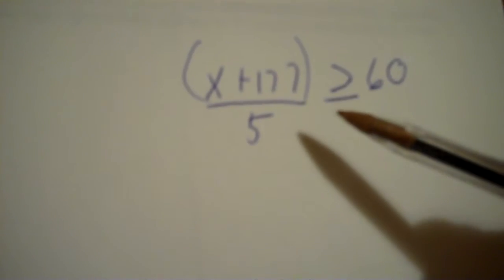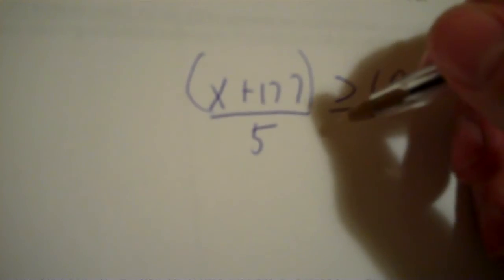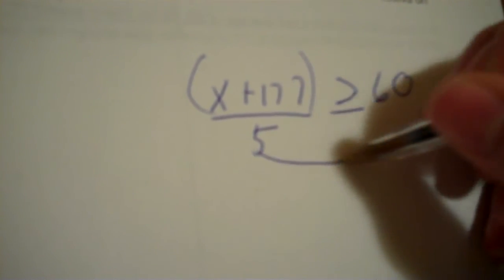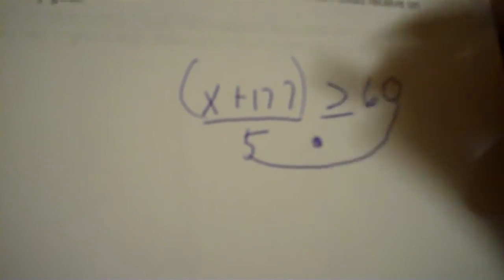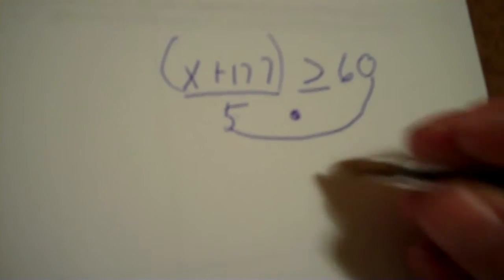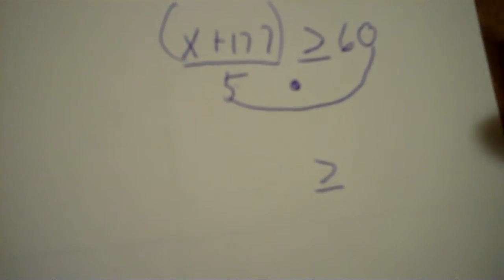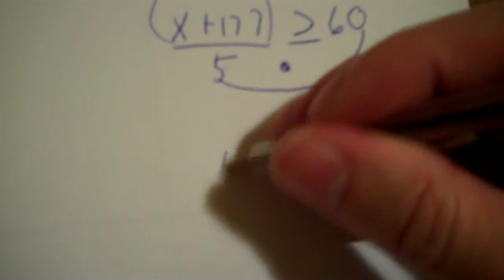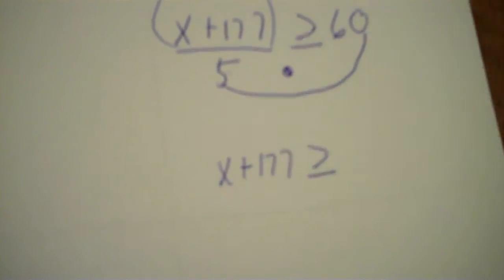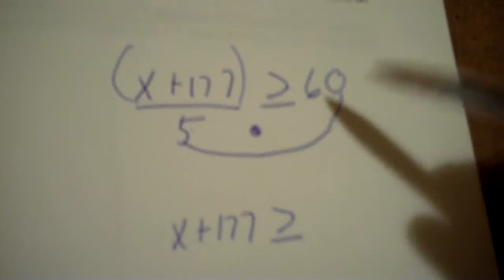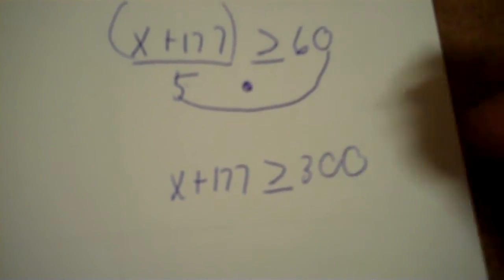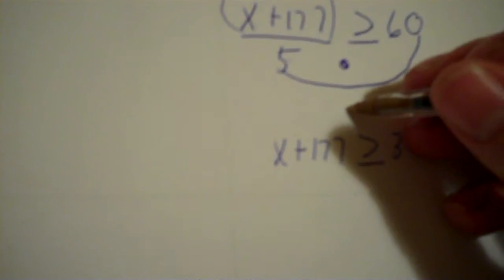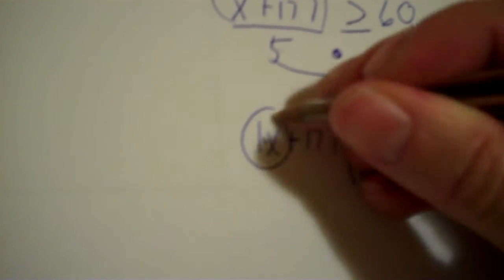Now we need to get that 5 out of there. Put parentheses, get that divided by 5 out of there. Well, you multiply by 5. This 5 is positive, so again the sign just drops. So over here we have x plus 177. On the other side, 5 times 60 is 300. Wall multiplier is 1, so the sign will not be changing.